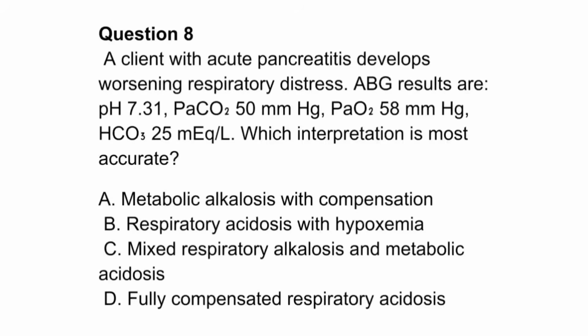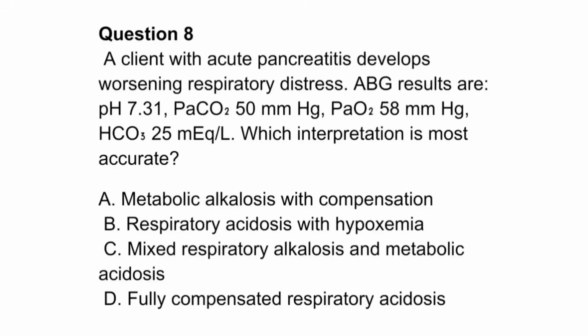Question 8. A client with acute pancreatitis develops worsening respiratory distress. ABG results are pH 7.31, PaCO2 50 millimeters of mercury, PaO2 58 millimeters of mercury, HCO3 25 milliequivalent/L. Which interpretation is most accurate? A. Metabolic alkalosis with compensation. B.